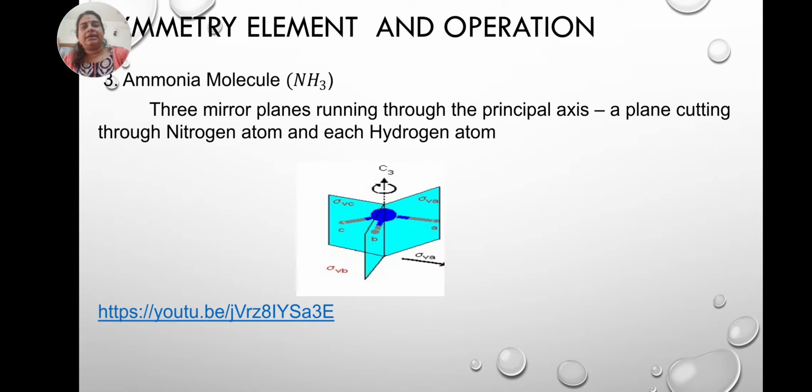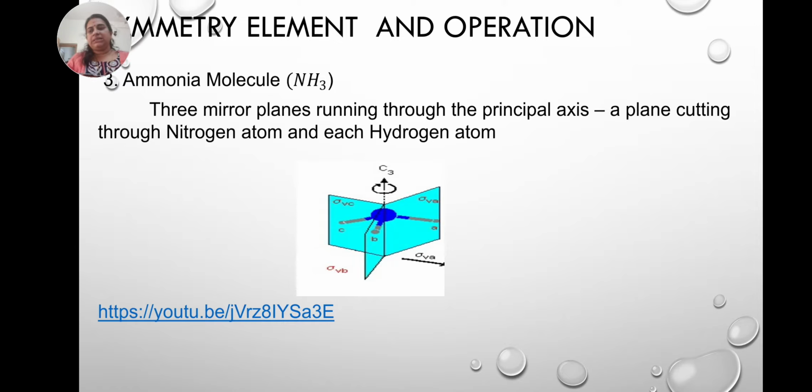Okay, now next one is ammonia molecule. Ammonia molecule and BF3 molecule, what is the difference? If you take this, you see these all are in the same plane. If you keep it on this paper, you can see 1 2 3 4 all are touching the paper.